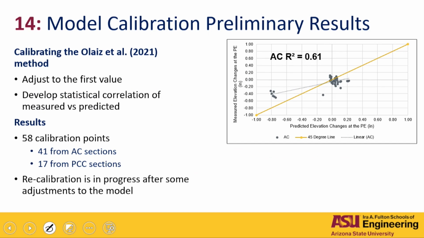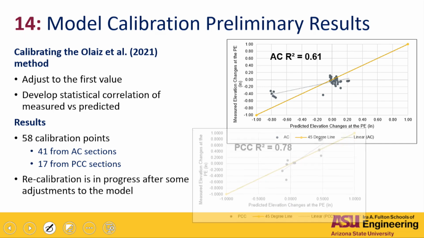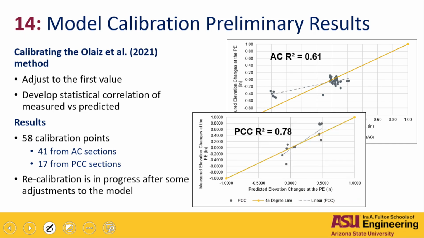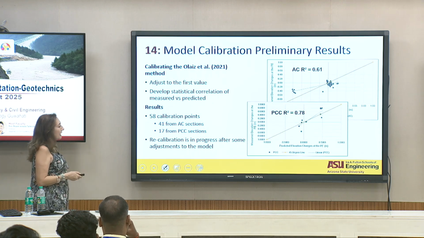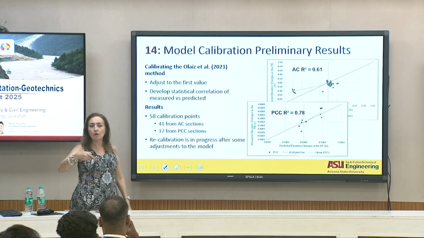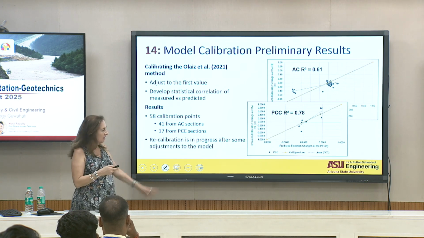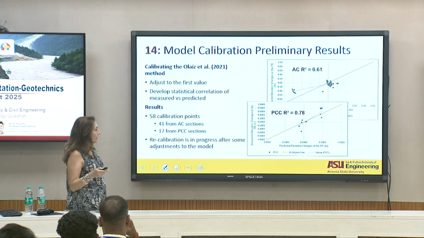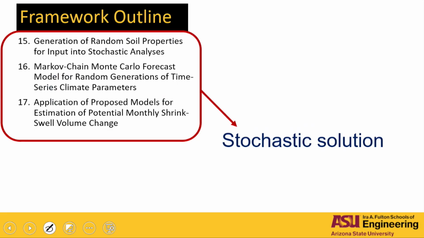Not very good, like you say, an R squared of 0.61, okay, this is for asphalt pavements. We used 58 calibration points for that, 41 for the AC sections and 17 for the rigid pavements, right? And we were able to get a much better correlation with this. Obviously, the recalibration is in progress because we need more and more data for doing that, right? These are kind of poor correlations, but the framework is there.